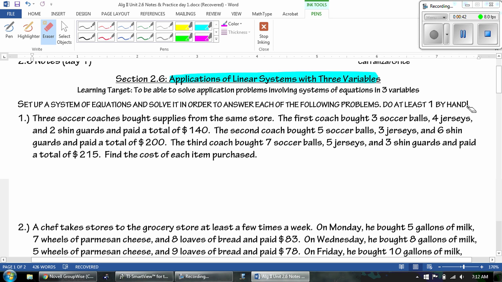Okay, so 3 soccer coaches bought supplies from the same store. The first coach bought 3 soccer balls, 4 jerseys, 2 shin guards, and paid a total of $140. The second coach bought 5 soccer balls, 3 jerseys, 6 shin guards, and paid a total of $200. The third bought 7 soccer balls, 5 jerseys, 3 shin guards, and paid a total of $215. And now we have to find the cost of each item purchased.